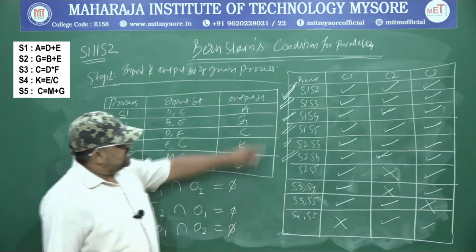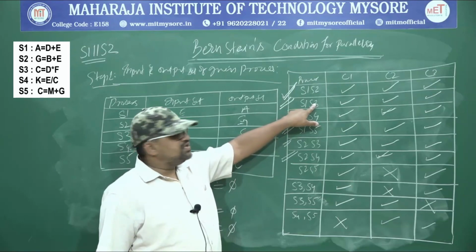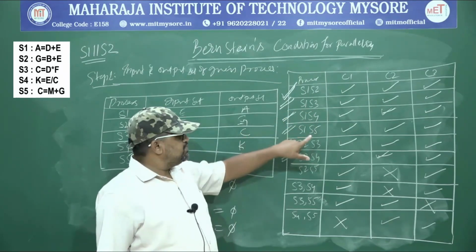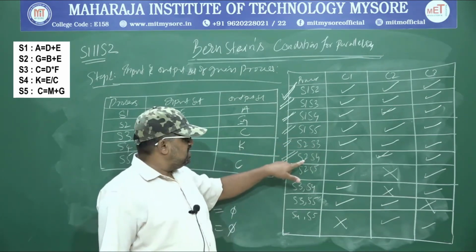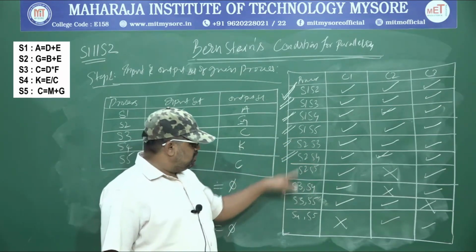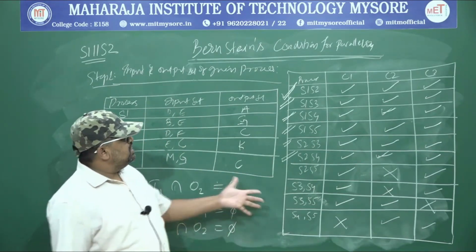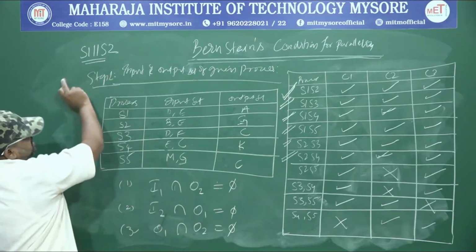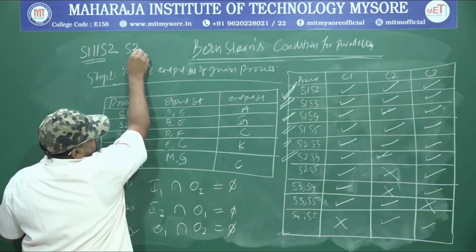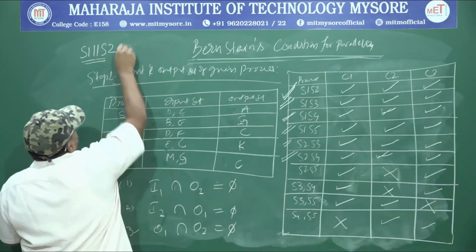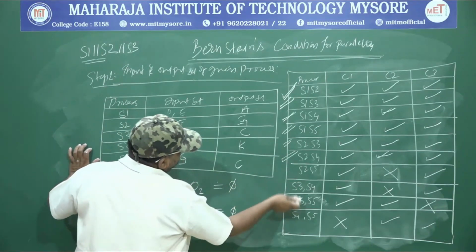So I mean to say that S1 and S2 can be executed parallelly, S1, S3 can be executed parallelly, S1, S4 can be executed parallelly, S1, S5 can be executed parallelly, S2, S3 can be executed parallelly, S2, S4 can be executed parallelly, but the remaining ones cannot be executed parallelly. So in this way you can make out S1, S2, then again S2 can be executed with S3.